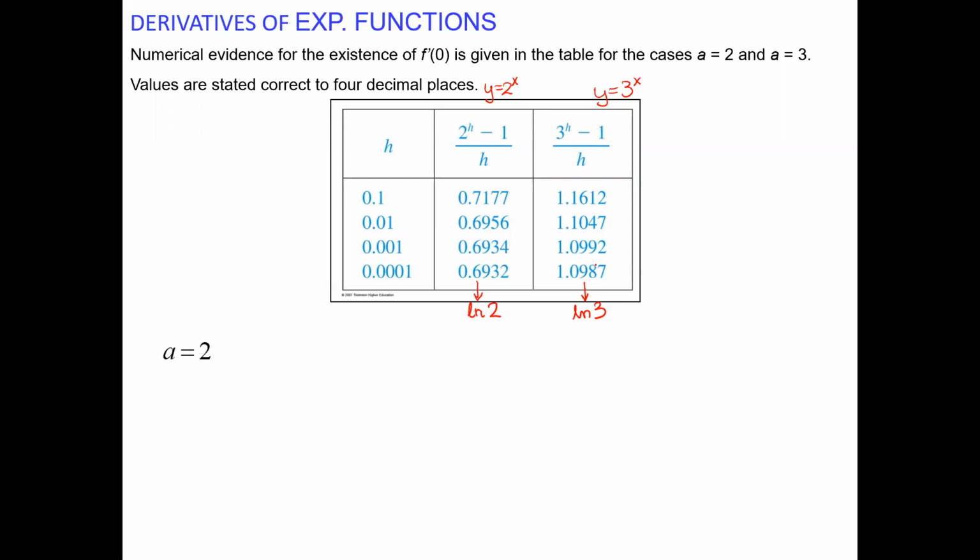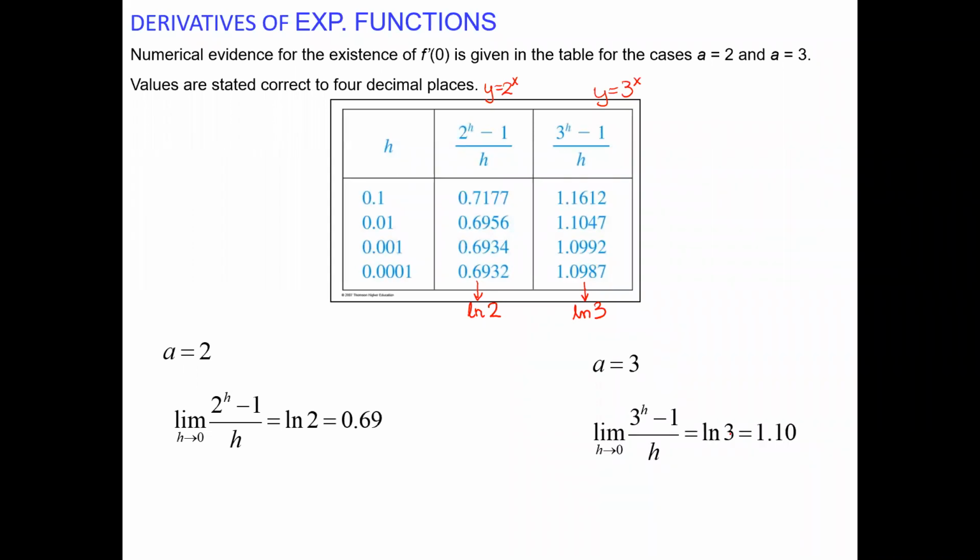Let's put this together. If the base is 2, this limit is simply the natural log of 2. If the base is 3, the limit is simply the natural log of 3. In general, if the base is a, this limit is ln of a, the natural log of a. And this is the value of the derivative at 0, or, in geometric terms, the slope of the tangent line at 0: ln of 3 and ln of 2, respectively, for 3 and 2.